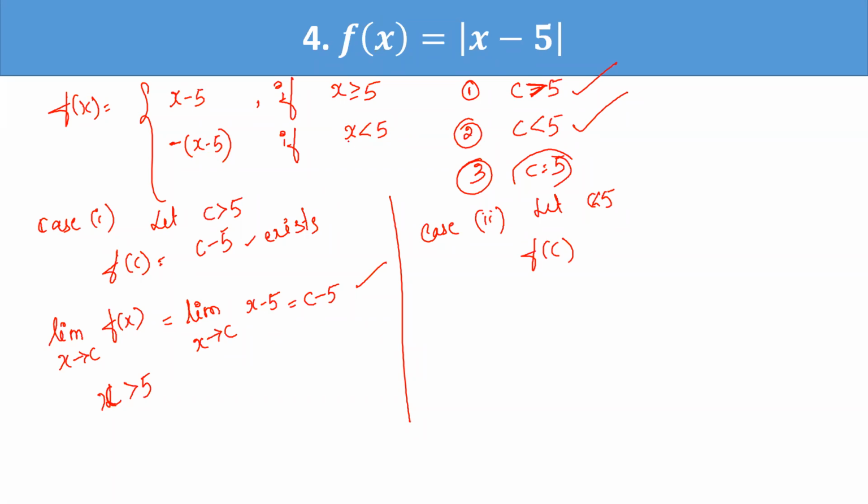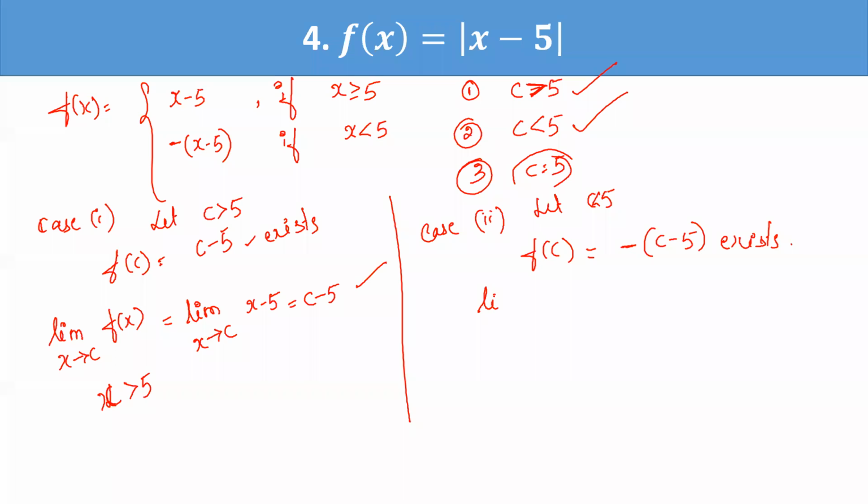When x is less than 5, f of x is minus of x minus 5. Here already c is some value which is less than 5, which means f of c is minus of c minus 5. Again it exists.